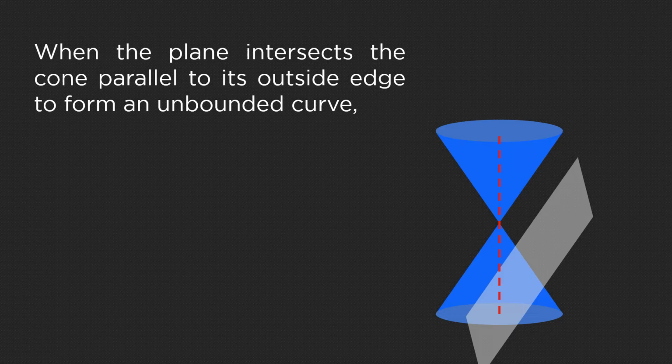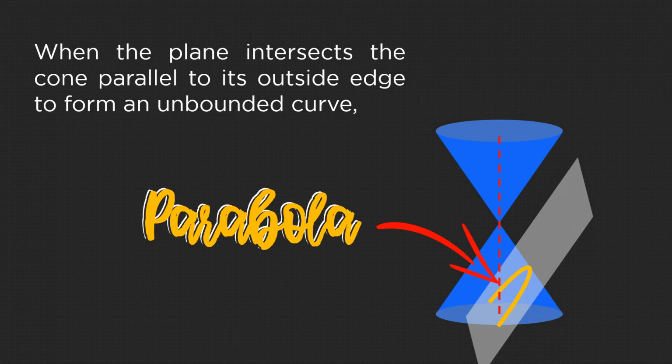How about this one? When the plane intersects the cone parallel to its outside edge to form an unbounded curve, this U-shaped curve is formed. This is a parabola.